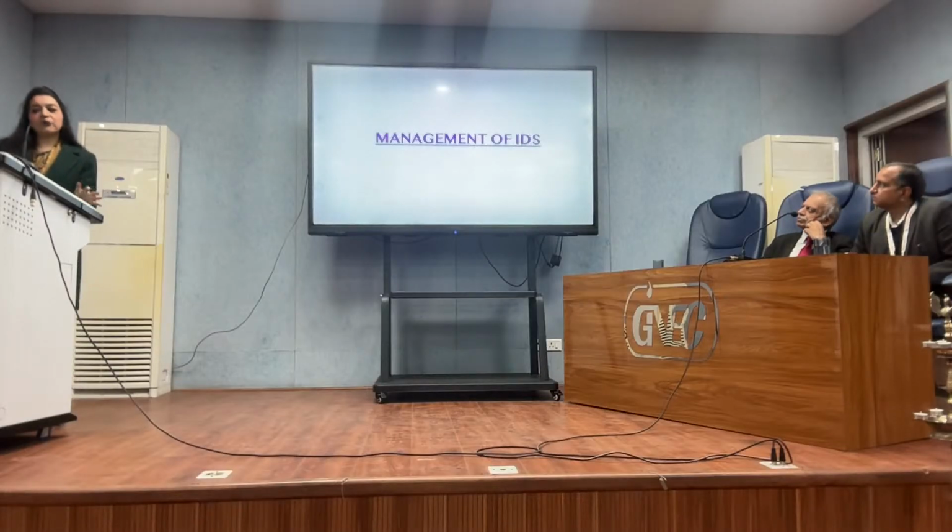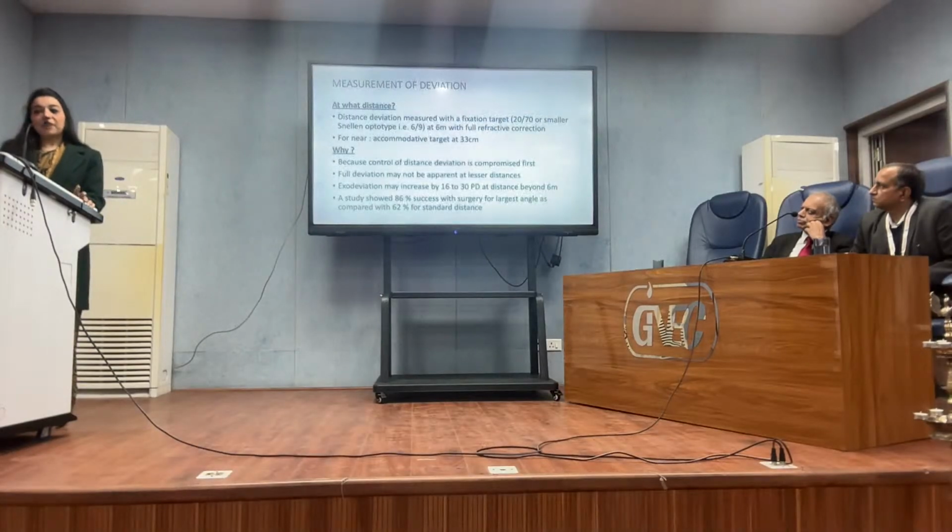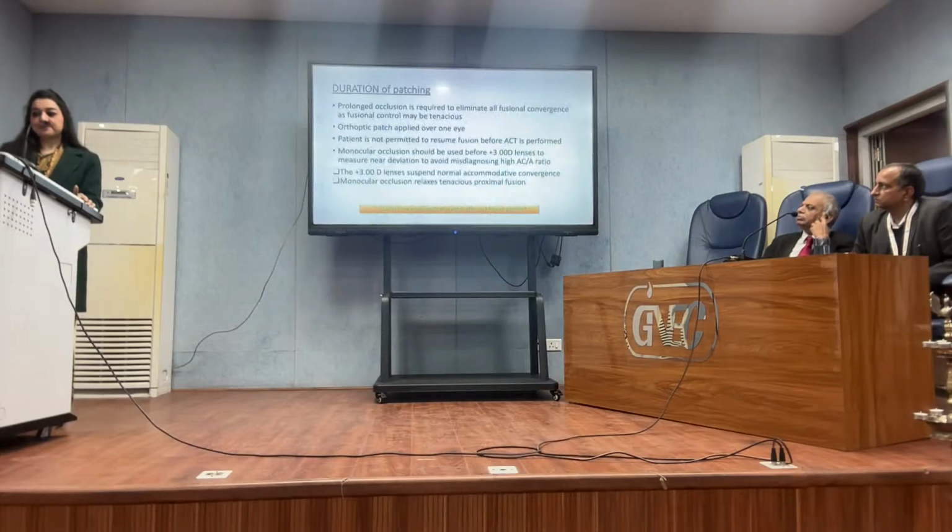Then a brief about management of IDS. Controversies: measurement of deviation. A distance deviation measurement is very important, and for near, the accommodative target is set at 33 centimeters and the near and distance deviation is measured. Why? Because control of distance deviation is compromised first. Full deviation may not be apparent at lesser distances, and exo deviations may increase beyond 6 meters.